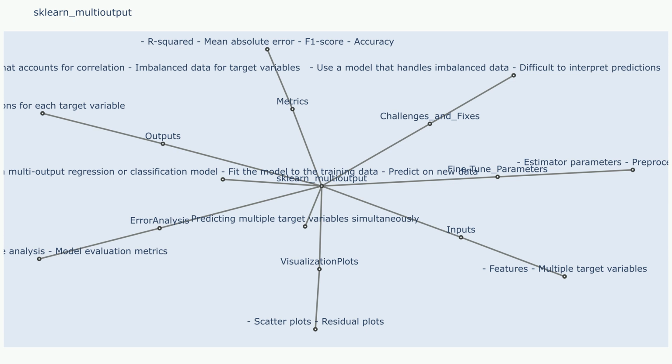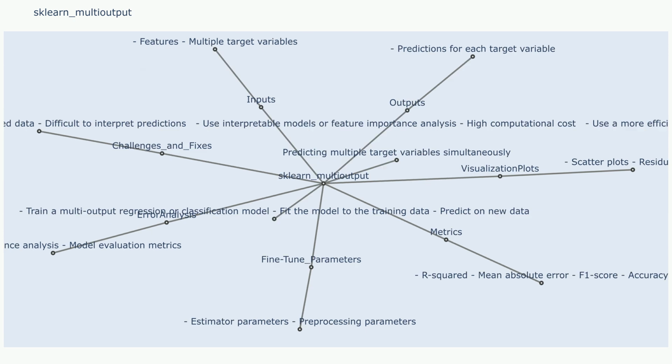Parameter 2. Explain in detail. Learning rate for gradient boosting models. This parameter controls the step size taken during the optimization process. A smaller learning rate may lead to better accuracy but requires more iterations.